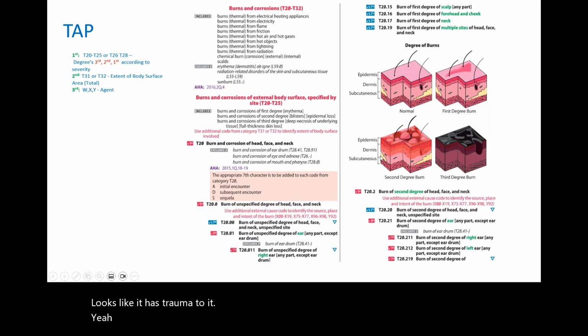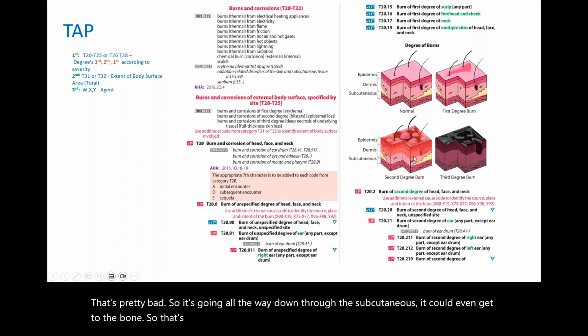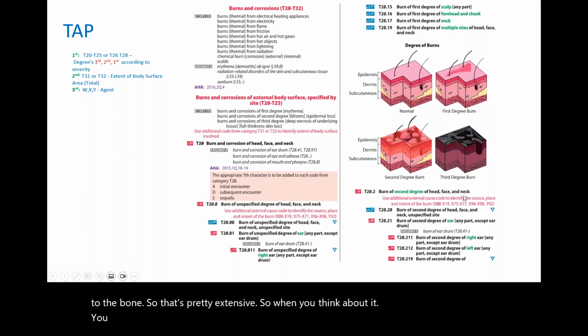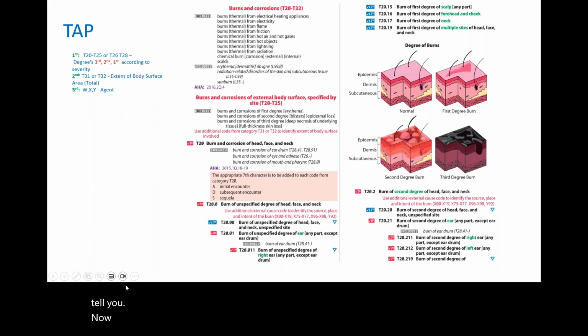Now, when we get to the third degree burn, that's pretty bad. It's going all the way down through the subcutaneous tissue. It could even get to the bone. So that's pretty extensive. When you think about it, you will be coding these burns according to severity. So the third degree burn will take precedence or be sequenced before the second, and the second before the first. Just thought I would tell you. Now let's get into the guidelines.